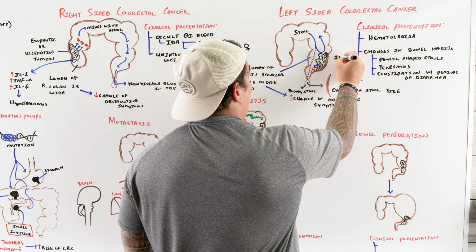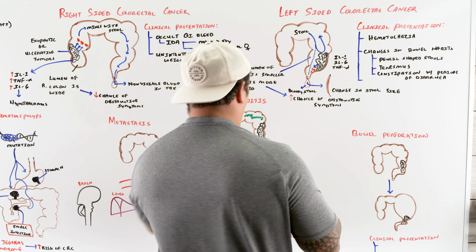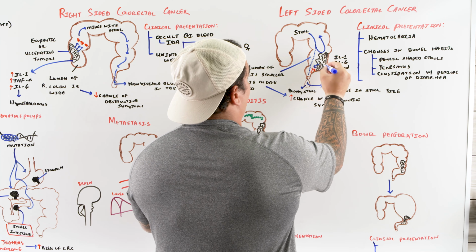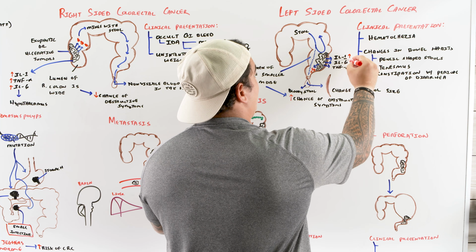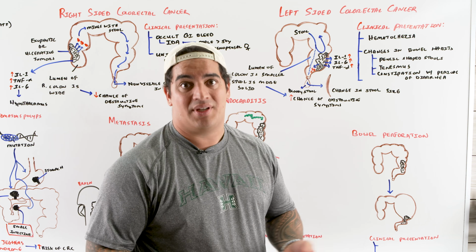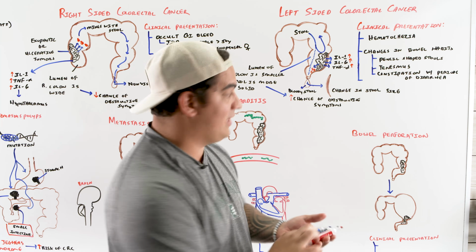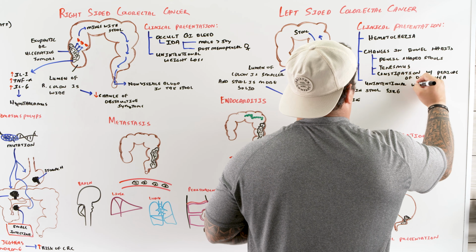The last thing is that these tumors also secrete things like interleukin-1, interleukin-6, and tumor necrosis factor alpha. What are these going to do? They're going to act on the hypothalamus. If they act on the hypothalamus, what's that going to do to your hunger and your desire to eat? It's going to decrease it. What's going to happen to their weight? It's going to start becoming less. So they can start to experience unintentional weight loss.